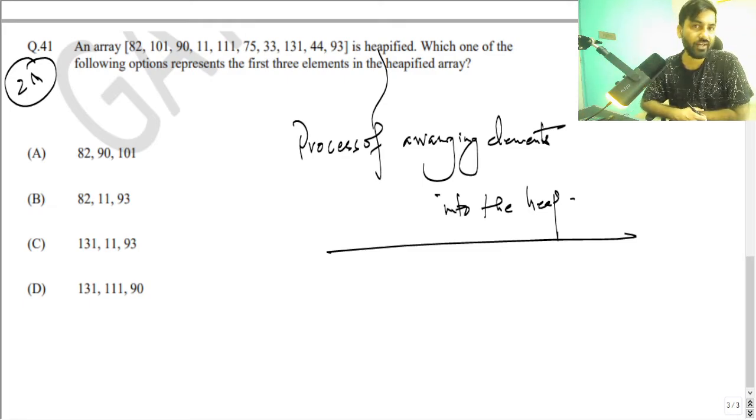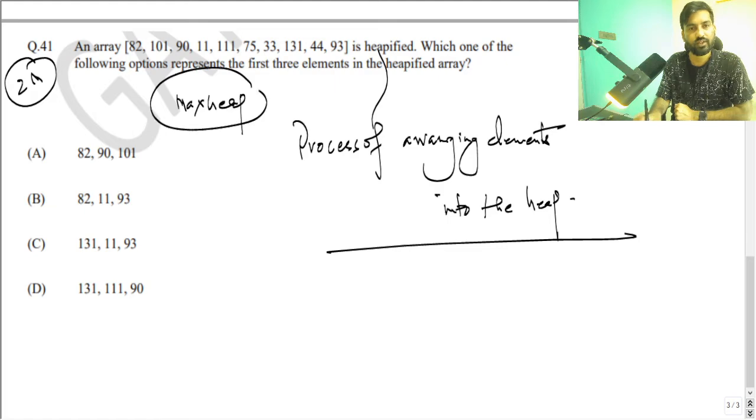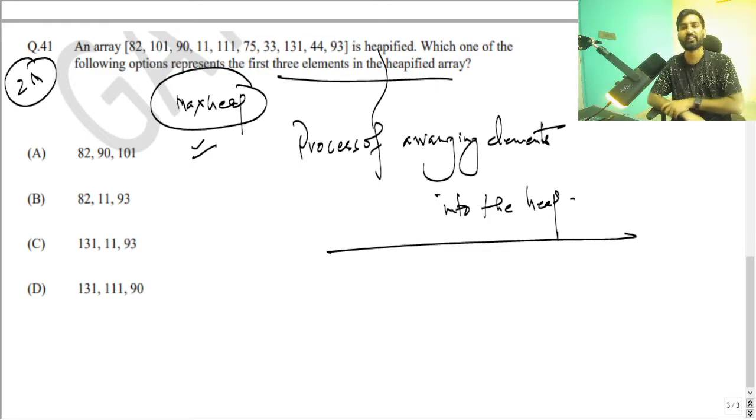Now you have to heapify it. Let's say by default we are going to consider the max heap. Since they did not mention anything, we are going to consider max heap. And you only have to worry about 3 elements in this max heap, the top 3 elements in the max heap.